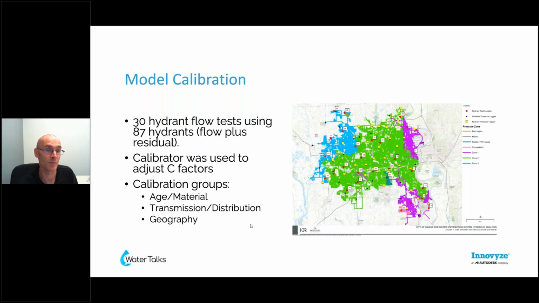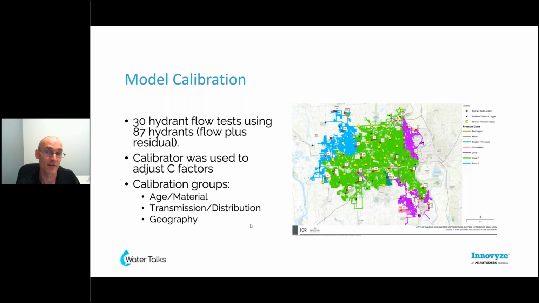So what we ended up doing with calibration groups is we had our typical age of material, which was pretty well populated in their GIS, and then we split out distribution and transmission. So we'd have a transmission calibration group that we were assigning different C factors for transmission systems than we did for the distribution system. And that was an iterative process. We had to go through that a couple times, obviously, because the transmission C factors are affecting the entire zone, whereas the distribution was only affecting certain areas of the zone.